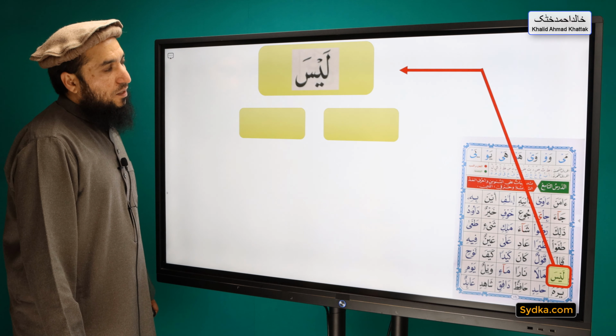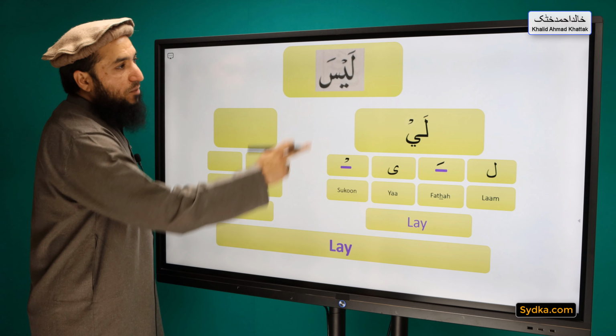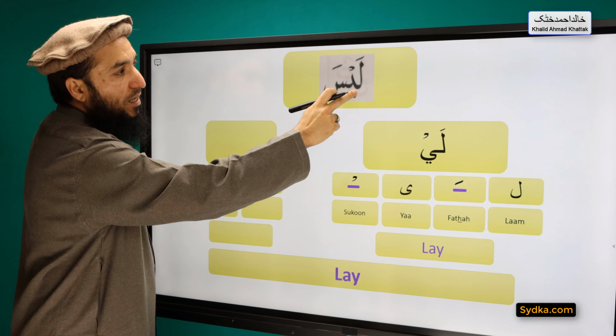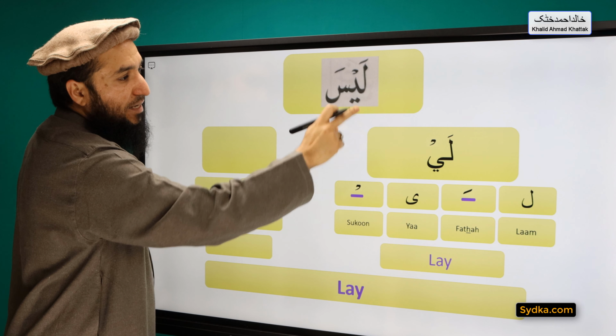So the first word we have is laysa, and it can be divided into 2 syllables. The first syllable we have is lam fatha ya sakun, lay. Lam is a light letter. In this case, it has fatha on top of it, and it is followed by ya sakun. Lam fatha ya sakun, lay.